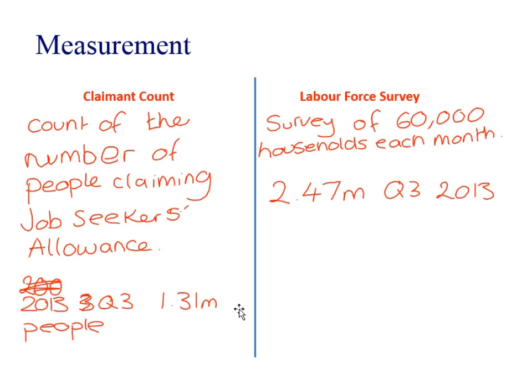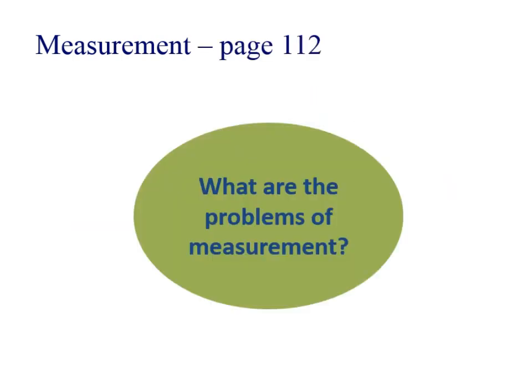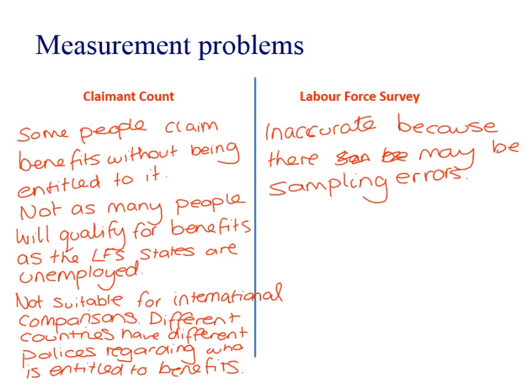So, what are the problems with using these measurements, and which one should we use? Well, some people do claim benefits without being entitled to it, so there's a problem there, but many more people are not eligible to claim benefits. So if you get made redundant and you're unemployed, but your partner who you live with earns a certain amount, you are not eligible for job seekers allowance. So, you could be unemployed, but you're not going to be counted in those figures. So on the whole, the claimant count would underestimate the number of people unemployed.